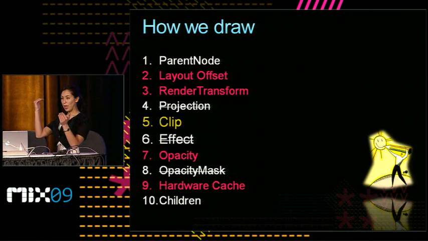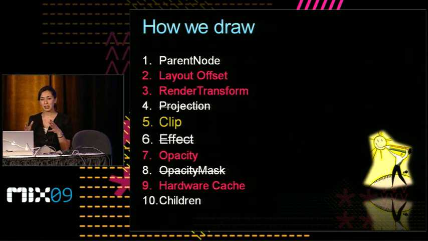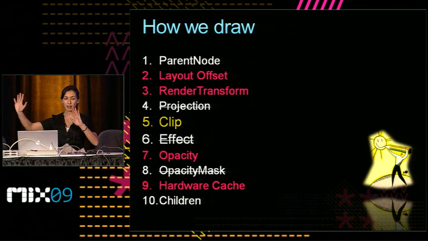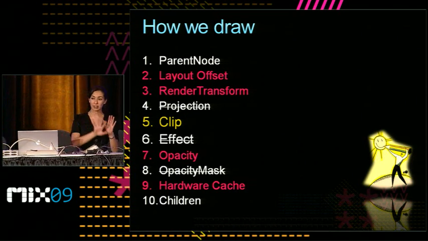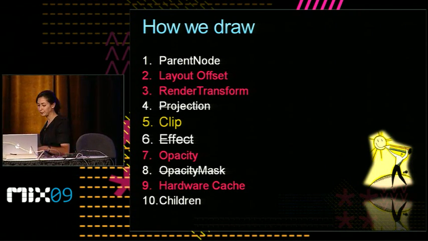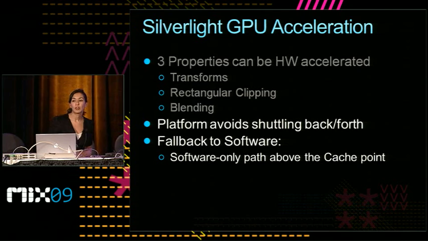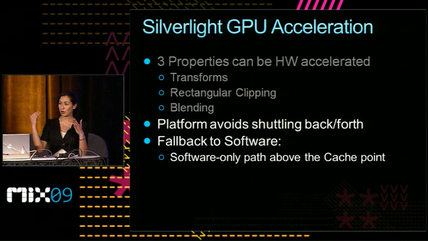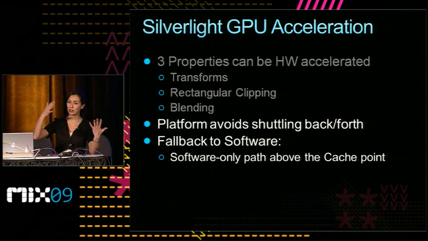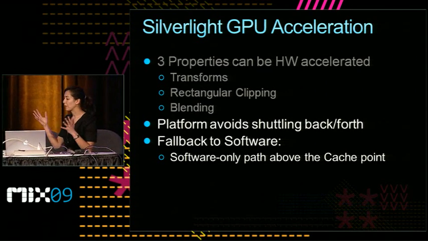If, for instance, you have an opacity mask or effect or projection on that hardware surface, what that would mean is we would do the blend on the hardware, and then we would blit back to the software. And that can actually get expensive, shuffling back and forth between software and hardware pipelines. And it actually can do more damage than good. So if you have effects or projection or any other software-only code path above the cache point, we fall back to software. And that's something to keep in mind when you're debugging your application, wondering what's going on.